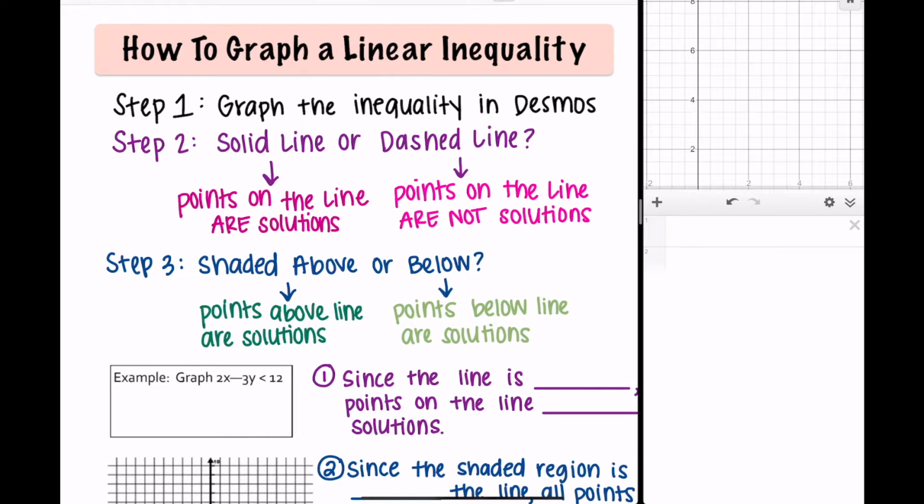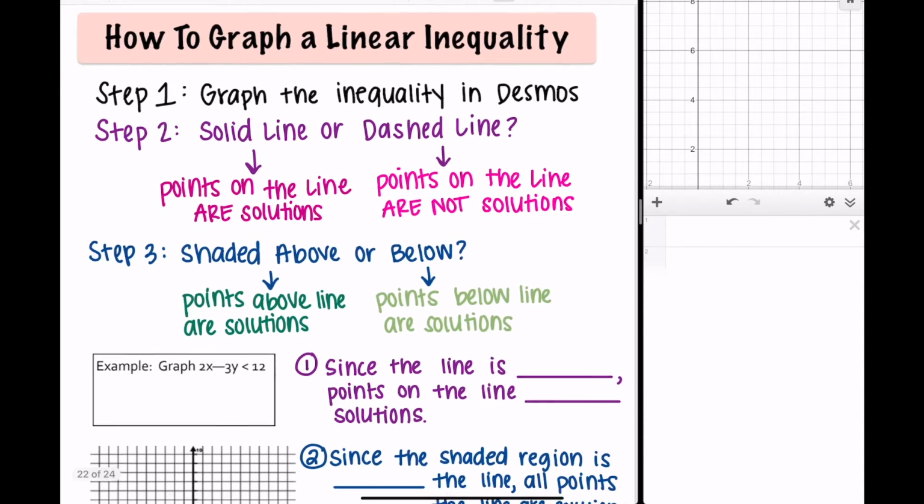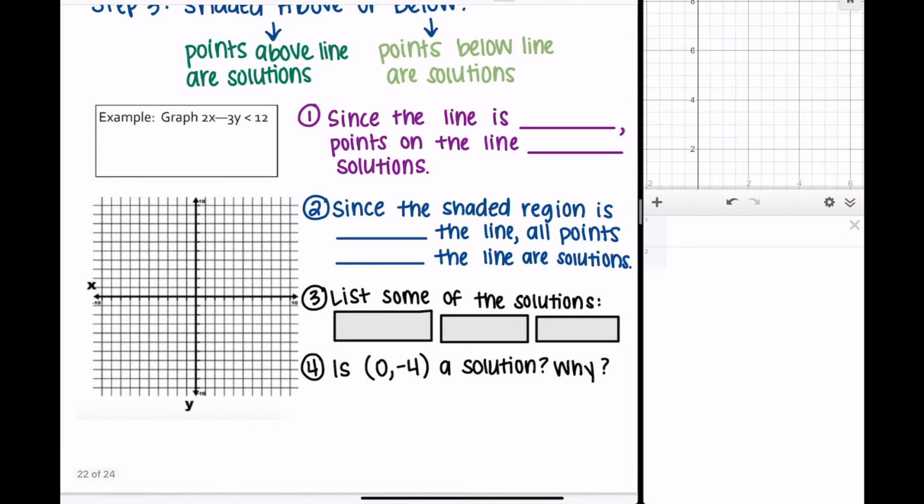Step 3. Is your graph shaded above or shaded below? If your graph looks like this and it's shaded above, then all the points in that shaded region are solutions. If your line is shaded below, like this, then all the points below the line are solutions. Now let's do an example and put those 3 steps into practice.